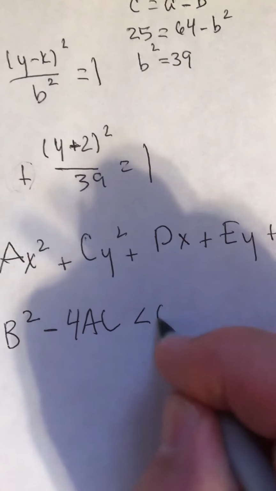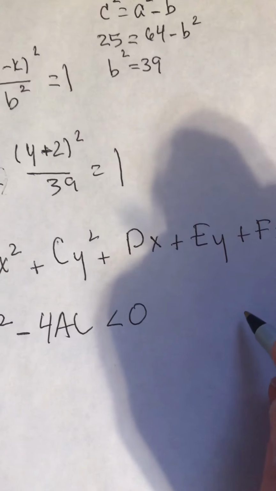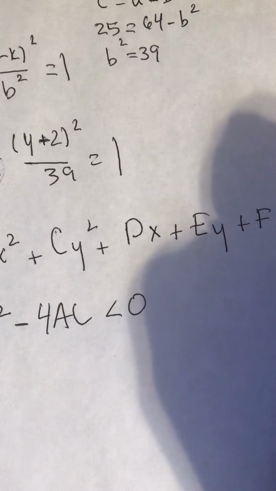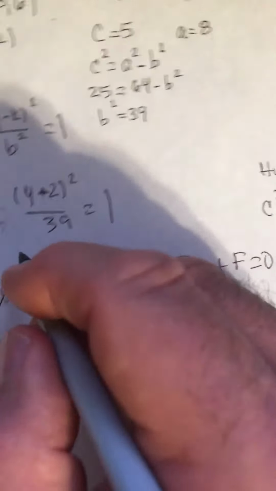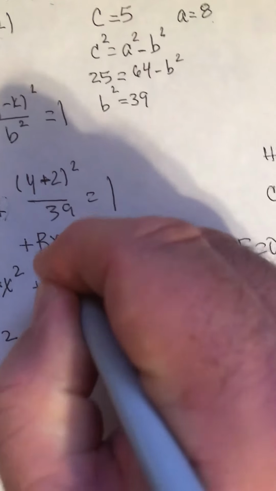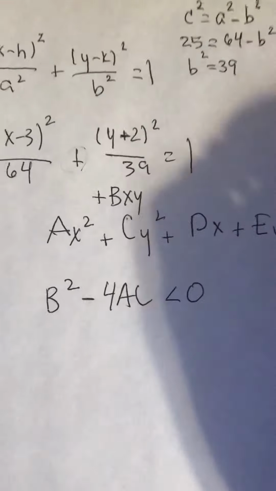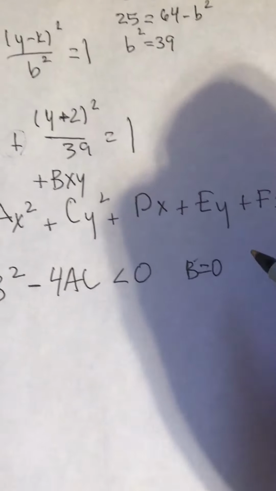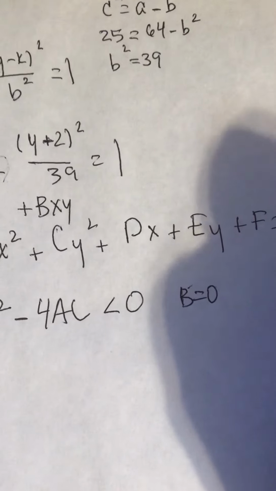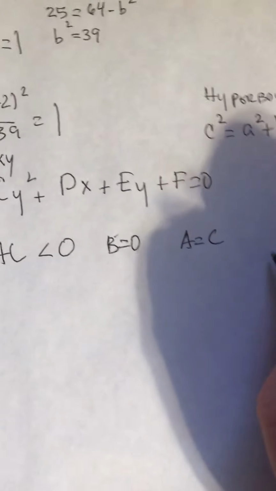if that is negative, I left out my b term. Whoops. You've got a bxy there. Sorry. I knew I left something out. My apologies. All right. Now, if b is equal to 0, and it typically will, and a and c are equal to each other, this is a circle.